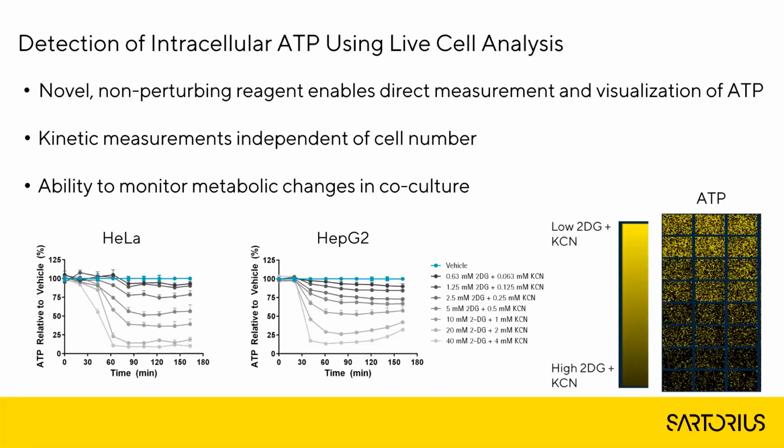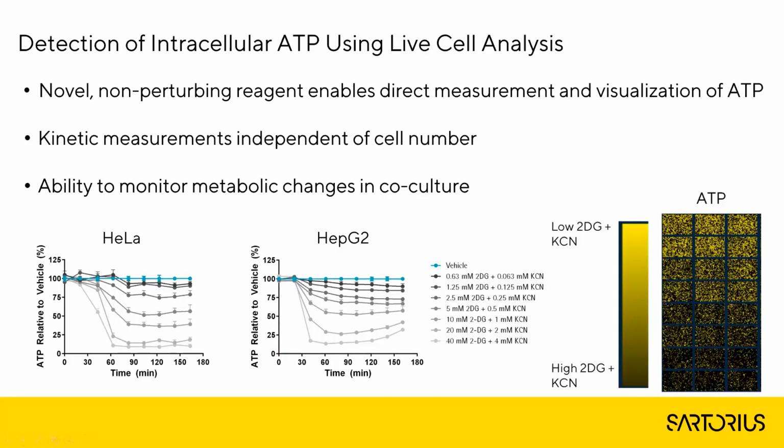In HeLa cells and HepG2 cells, I'm showing here in the bottom left graphs, on the y-axis is the ATP ratio within these cells, or the amount of ATP relative to the vehicle control. And what we're seeing is as we block both glycolysis with 2DG as well as the electron transport chain with KCN, obviously the 2 factories for producing ATP, we can get a concentration-dependent complete reduction of ATP within both HeLa and HepG2 cells, and have done this with multiple cell lines as well.